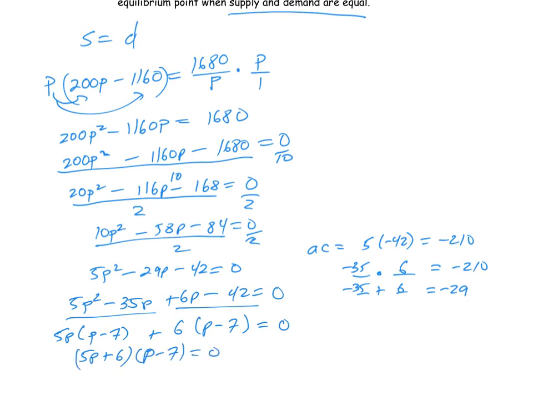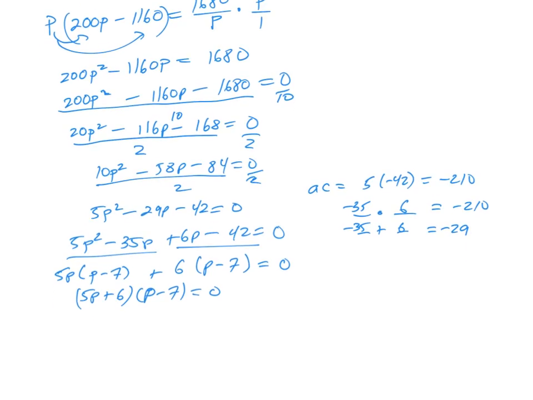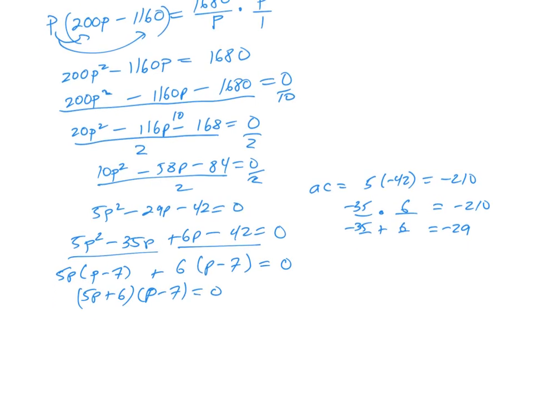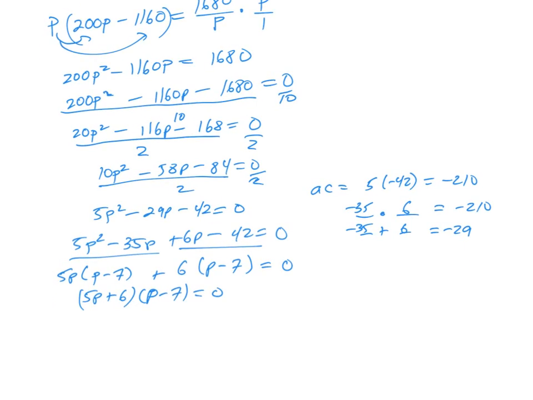And now by the zero product property, we can set each one of these factors equal to 0. So I can say 5p plus 6 equals 0 or p minus 7 equals 0. So 5p equals negative 6, or p equals negative 6/5, or p equals 7.